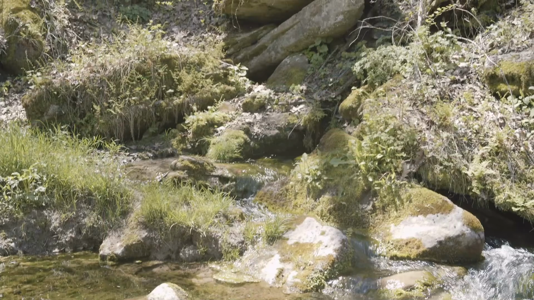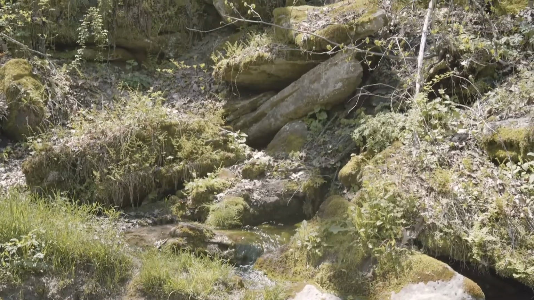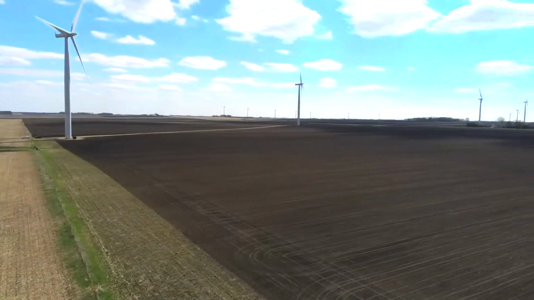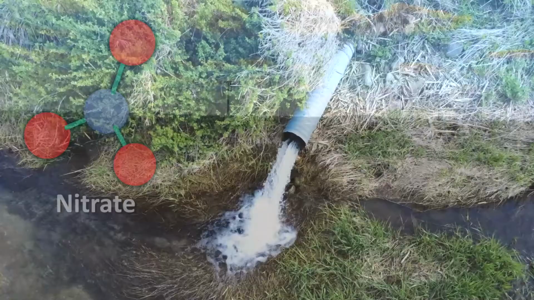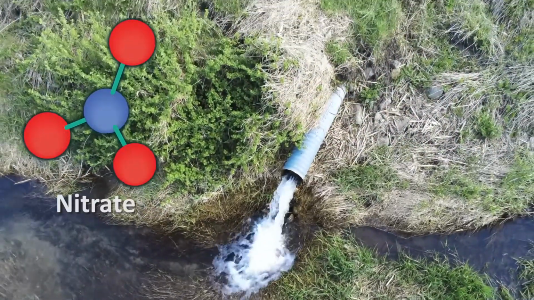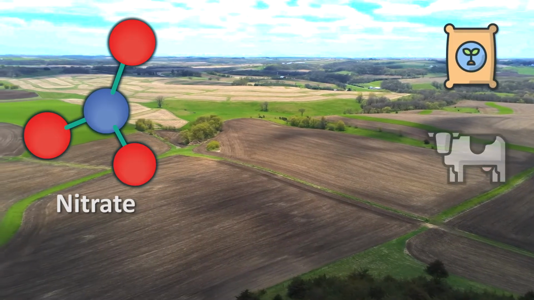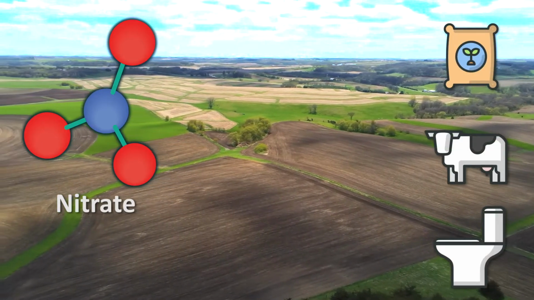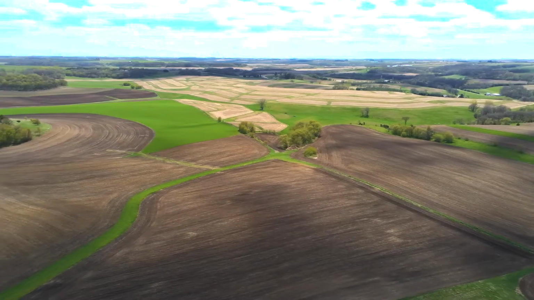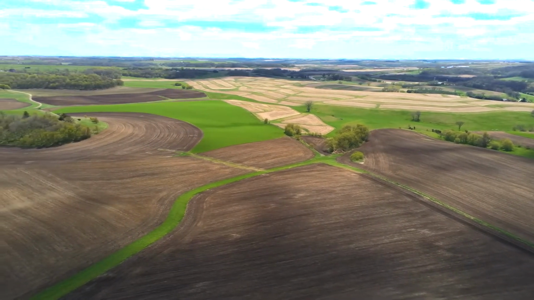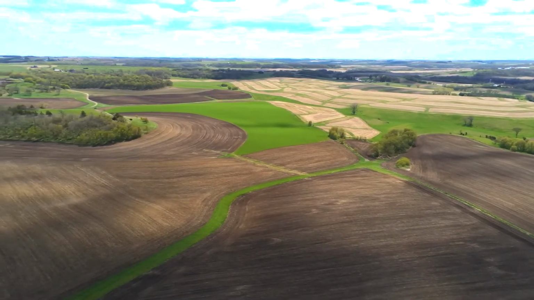There is a small stream flowing over rocks, and then aerial footage of a vast agricultural landscape, including bare farm fields and windmills. One of the most mobile contaminants found in Minnesota groundwater is a form of nitrogen called nitrate. Although nitrate is an essential nutrient, excess sources primarily come from fertilizer, animal manure, and human waste. In southeast Minnesota, where the landscape is less populated, nitrate largely comes from cultivated cropland.